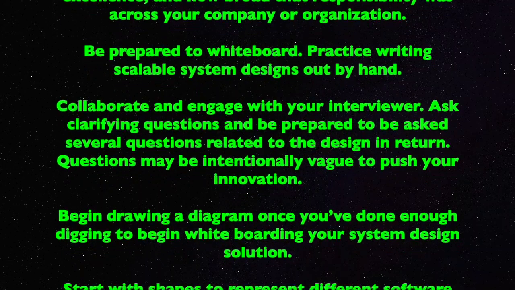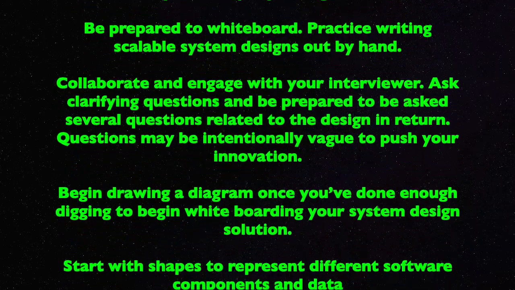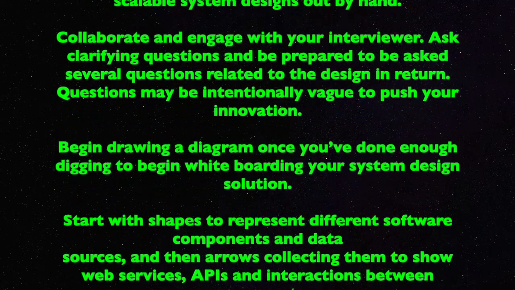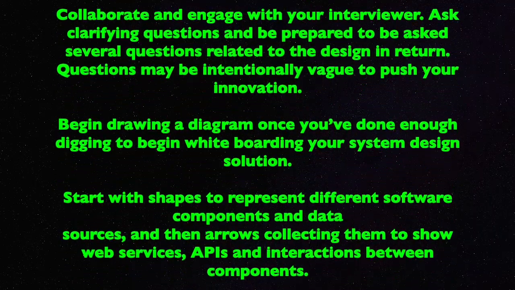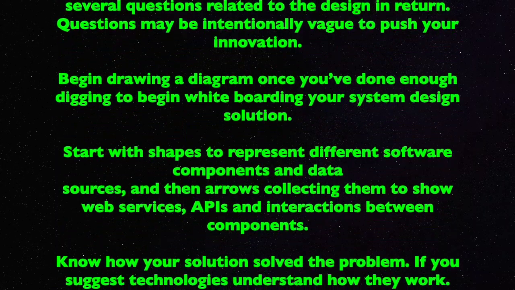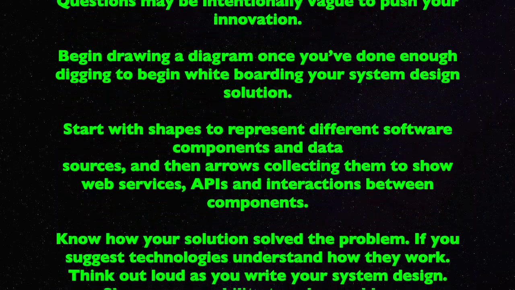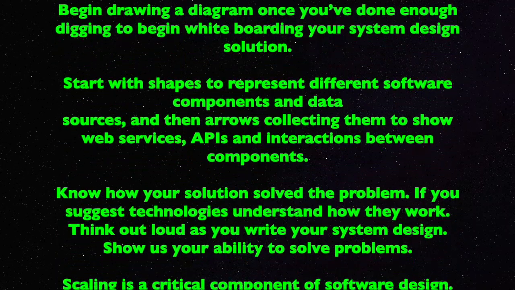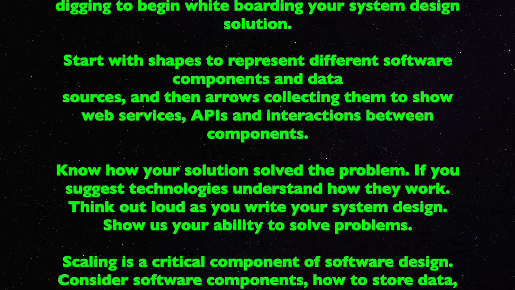Begin drawing a diagram once you've done enough digging to begin whiteboarding your system design solution. Start with shapes to represent different software components and data sources, and then arrows connecting them to show web services, APIs, and interactions between components. Know how your solution solved the problem. If you suggest technologies, understand how they work.